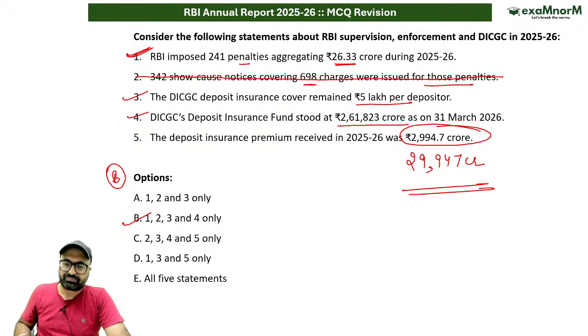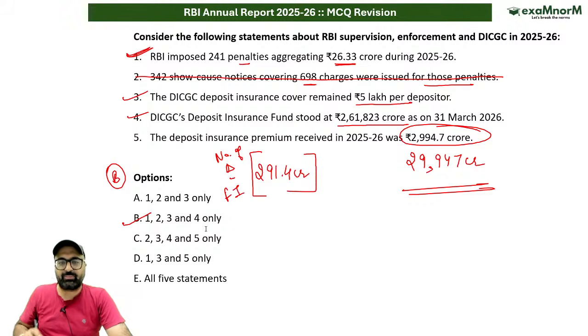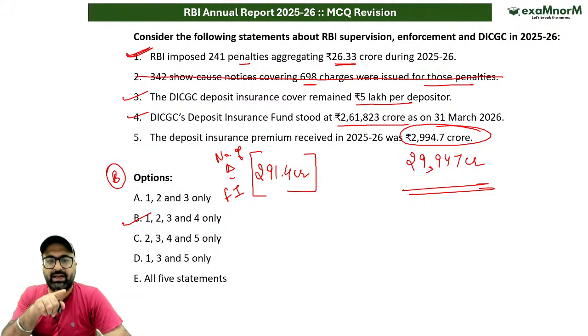एक चीज, अगर हमसे कोई पूछे फुली इंश्योर्ड डिपॉजिट्स, तो फुली इंश्योर्ड डिपॉजिट्स 291.4 crore deposits are fully insured. So number of deposits which are fully insured, मतलब जिनका डिपॉजिट 5 लाख से कम है, that is 291.4 crores. It is important, remember that.